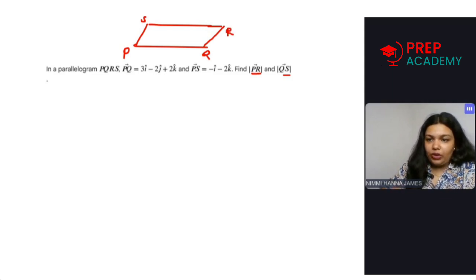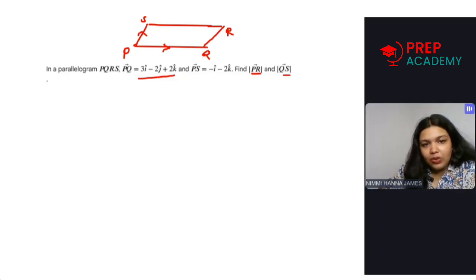is the parallelogram. So PQ vector is 3i. This is given. PQ vector, this direction, is given. Then PS vector is this PS. Okay, so PQ and PS are given. We want to find PR. Okay, so PR, that's what we want to find.